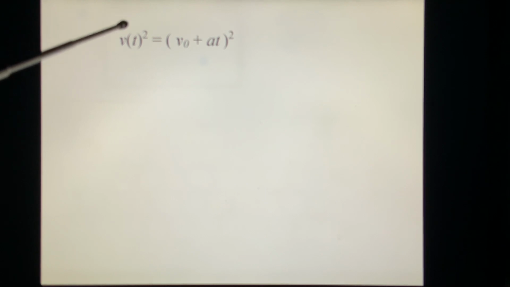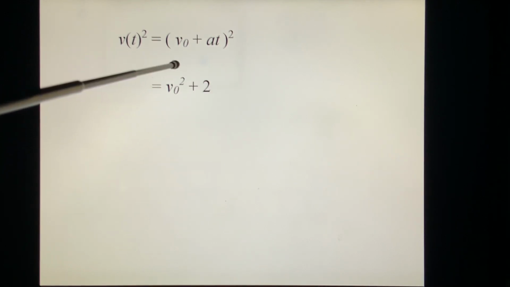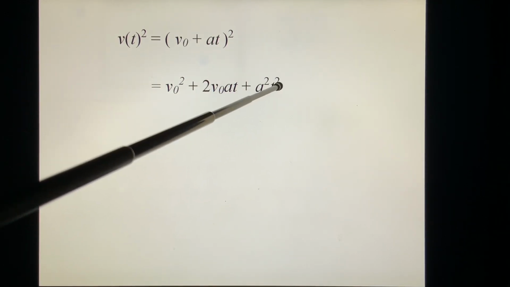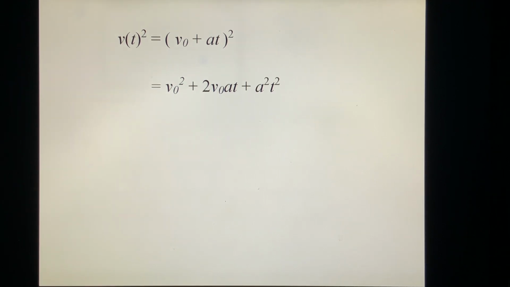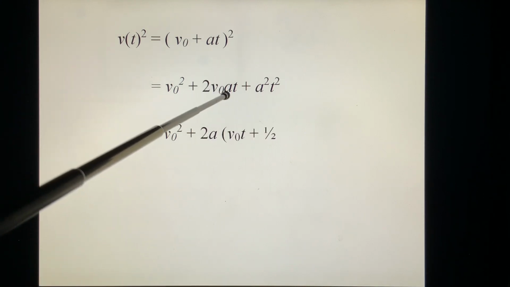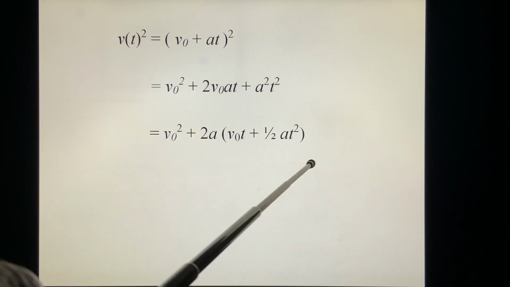V squared equals (V0 plus AT) squared. We get V0 squared plus 2V0AT plus A squared T squared. Okay, and look at this one. We take the 2A out. It's V0T plus half AT squared. What is this one?